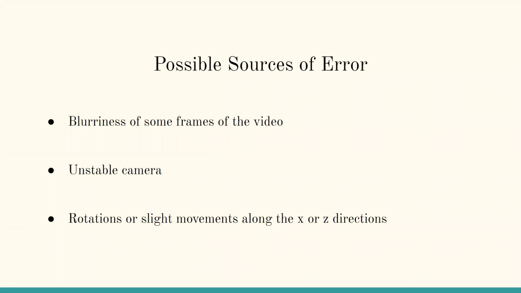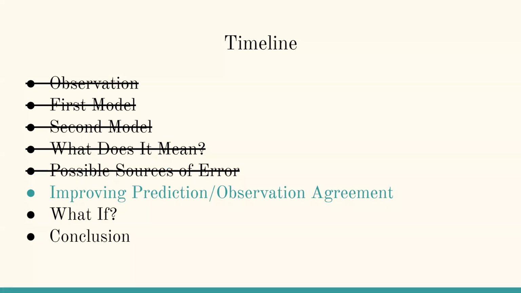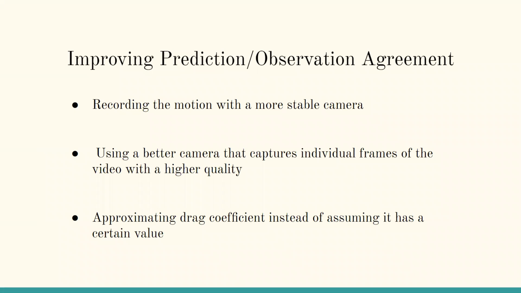Possible sources of error include blurriness of some frames of the video and an unstable camera, which lead to inaccurate collection of data, and also rotation and slight movement along the X or Z directions. How to improve them? Well, we can record the motion with a more stable camera and use a better camera that captures individual frames of video with a higher quality, which leads to more accurate collection of data. We can also approximate the drag coefficient instead of assuming it to have a certain value. That way we can have a better prediction.